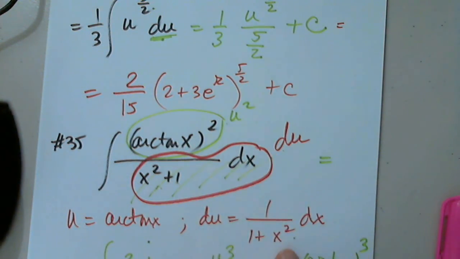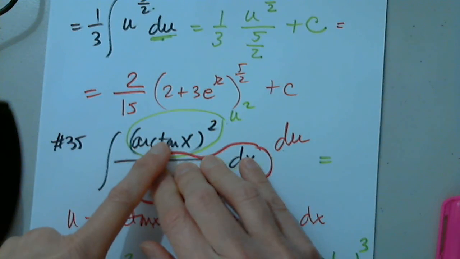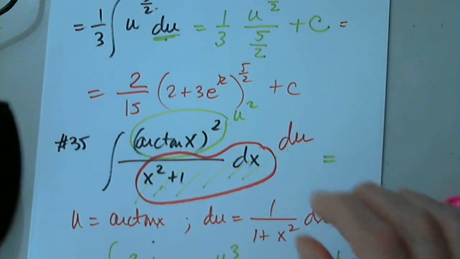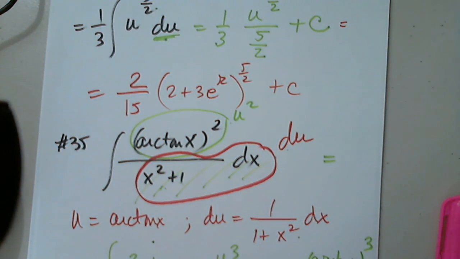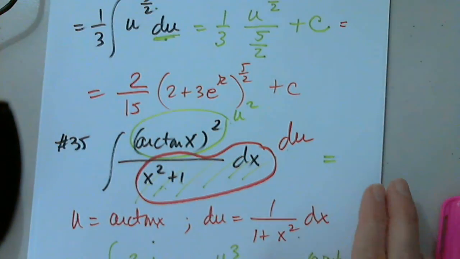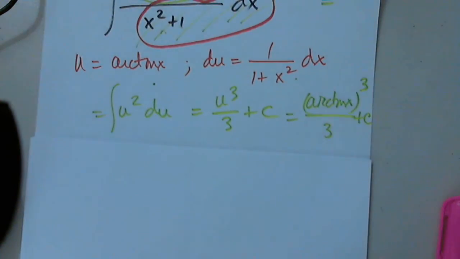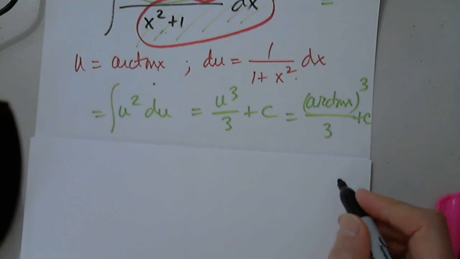Dx over x squared plus 1. This is du. And this is u squared. Again, solving for dx is very, very legitimate, acceptable, perfect. But it will mess you up, potentially. For the simple ones, any questions on this problem?